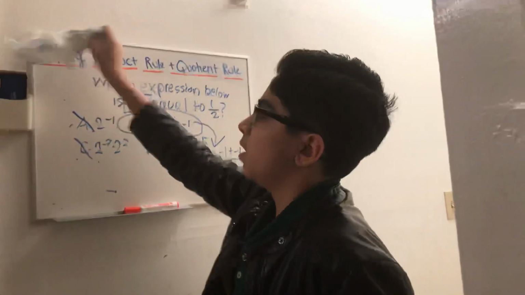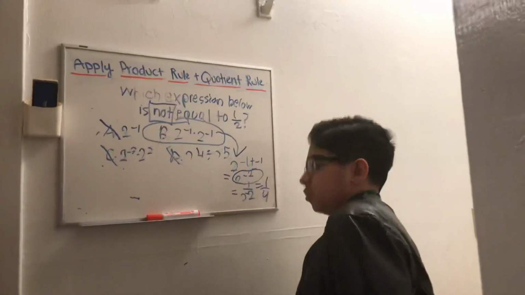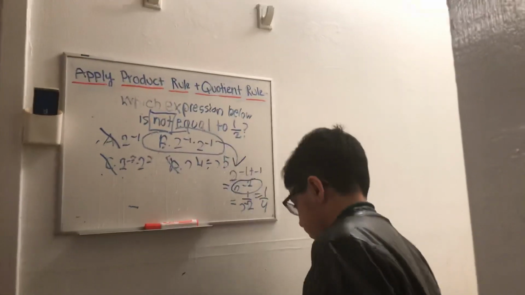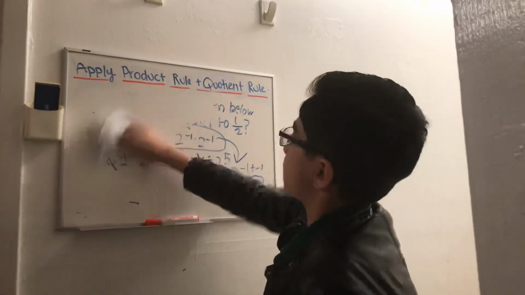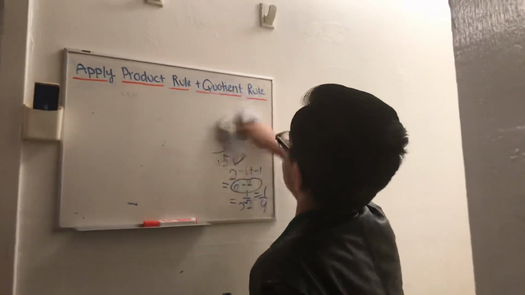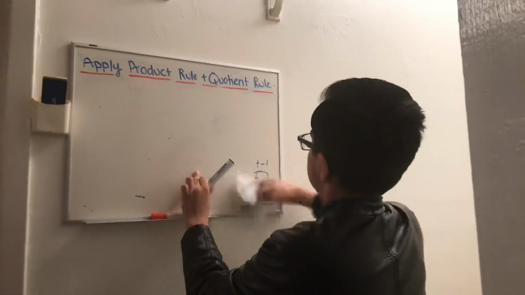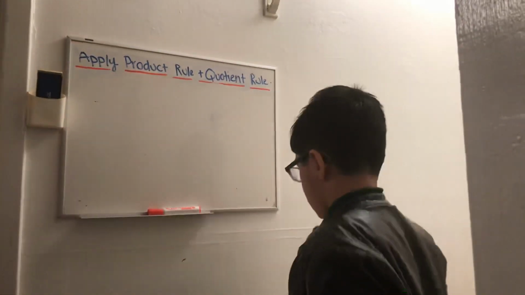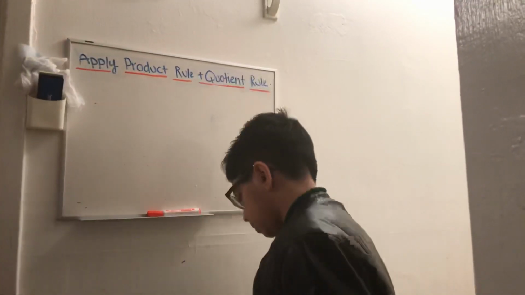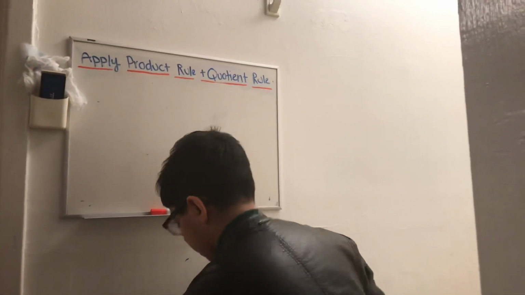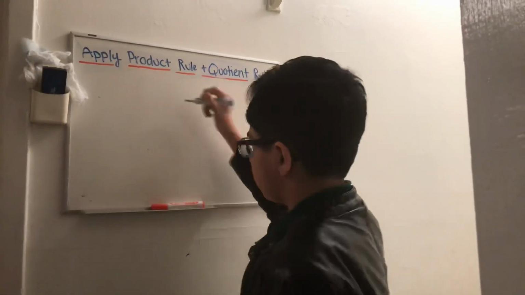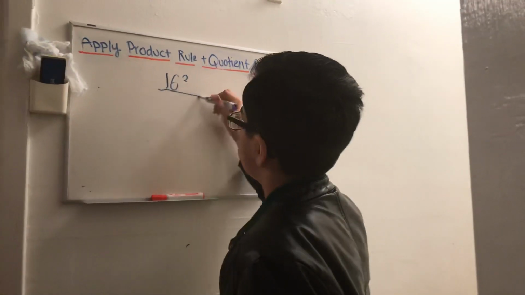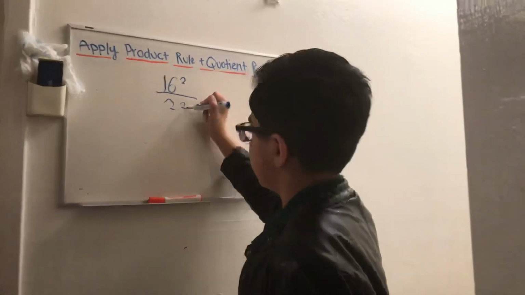And so let's just take a look at a few more examples. So let's take a look at another example. So we got here 16 to the power of 2 over 2 squared.